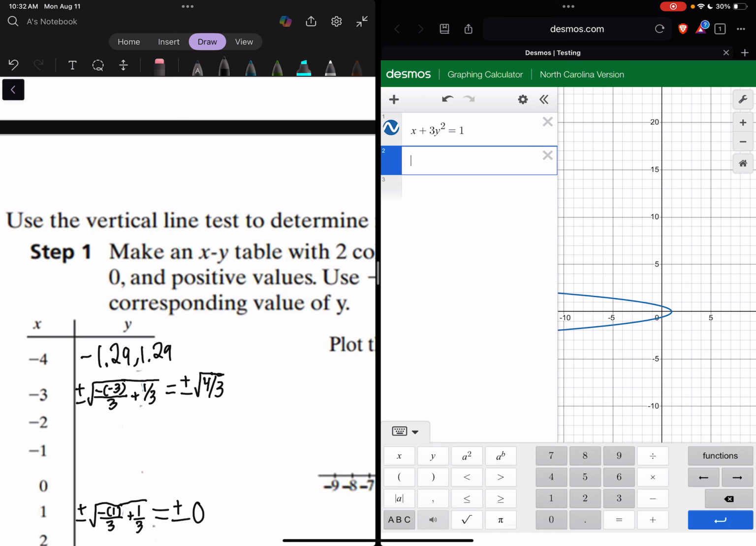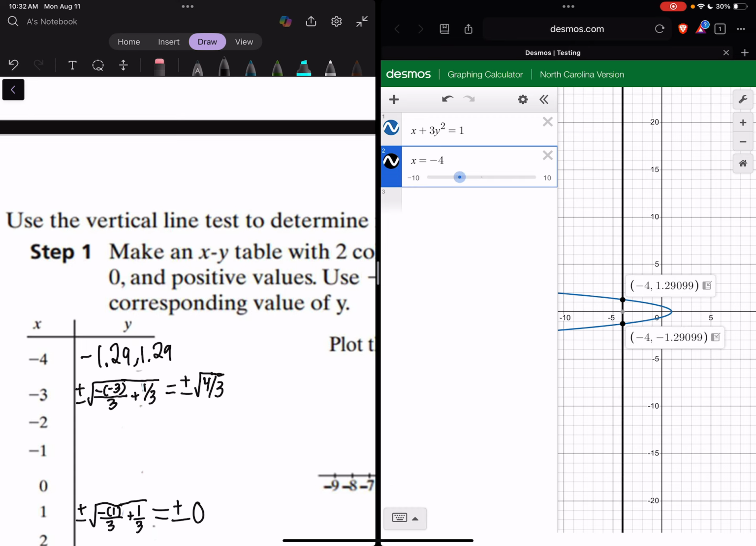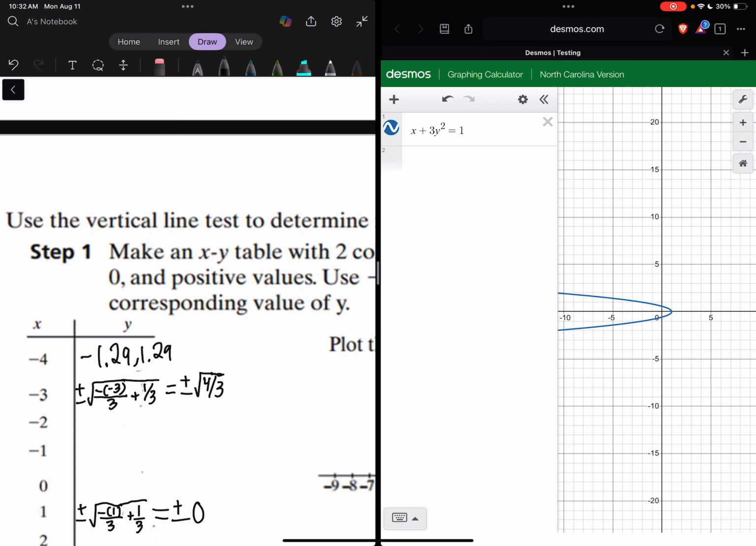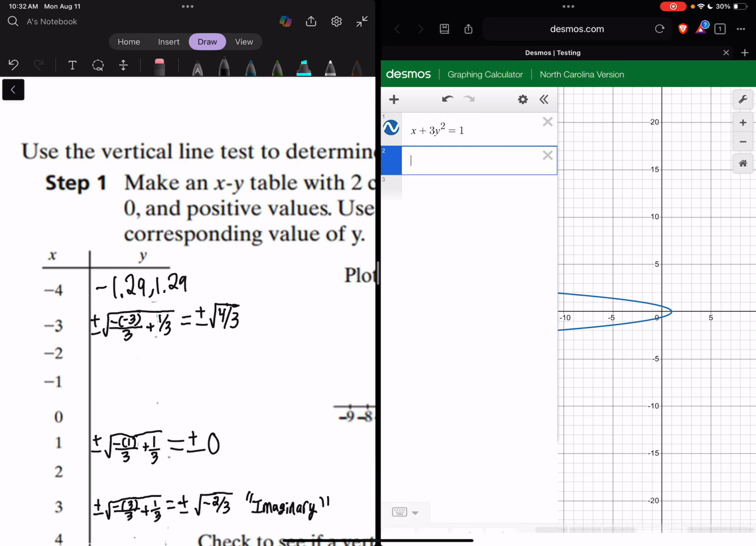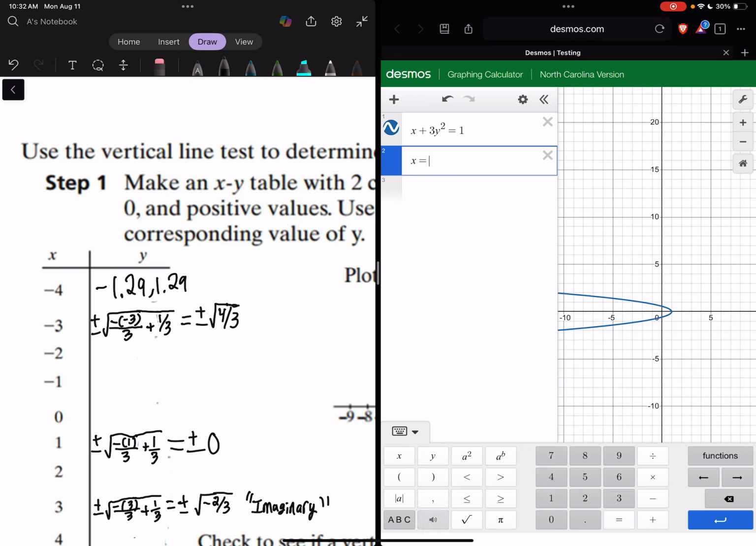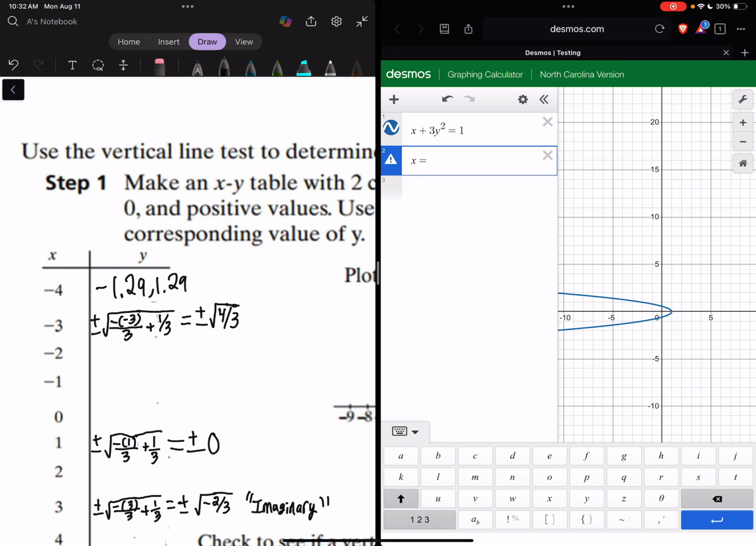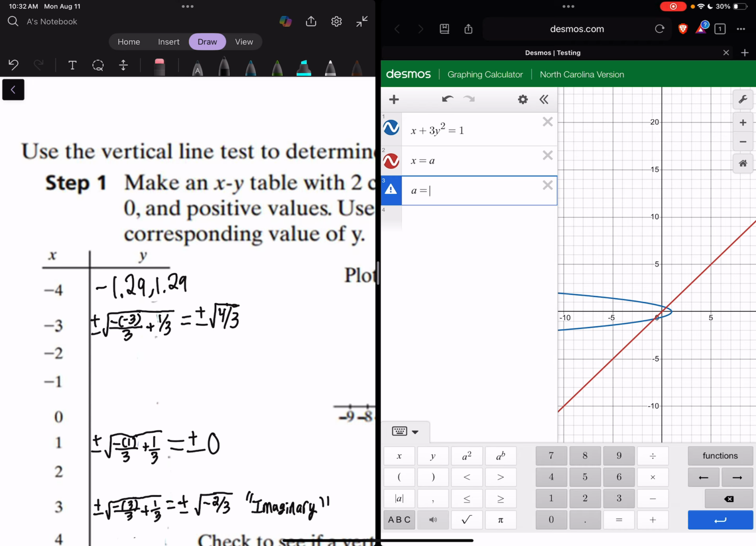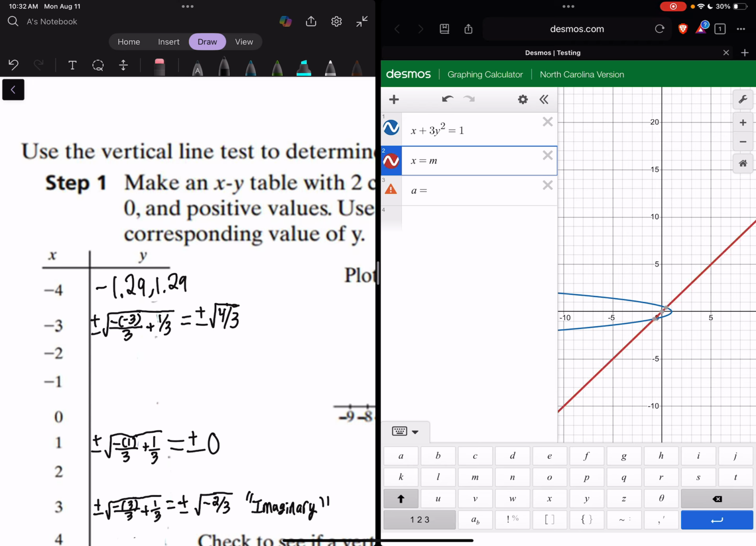And to show you graphically, if I plug in x equals negative 4, there's the two values. All right. I don't know why that's not letting me add a slider, so I'll just do it a little bit harder way.